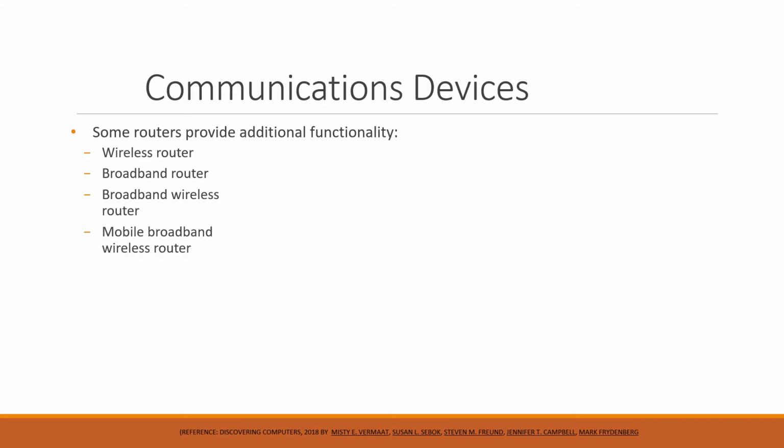Aside from modems, we also have other communication devices like routers, and there are different types of routers. There's a router for wireless connection, for broadband, and for mobile. And we need a router if we want to connect to the internet or if we want to connect to another network.